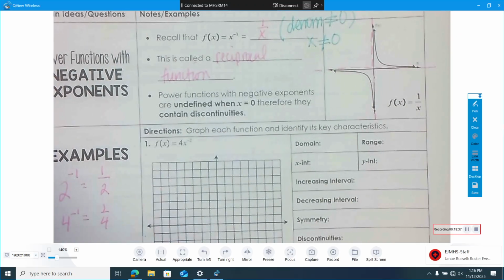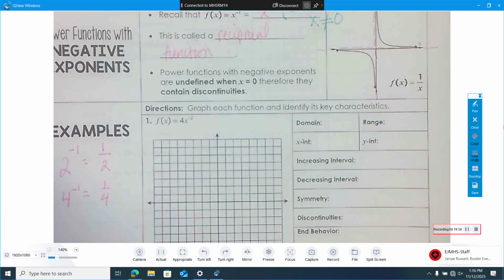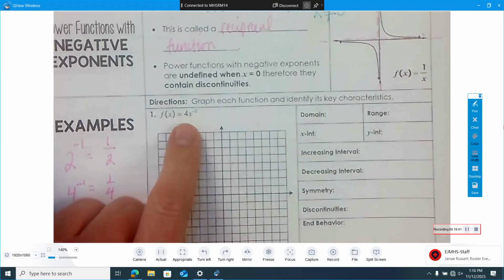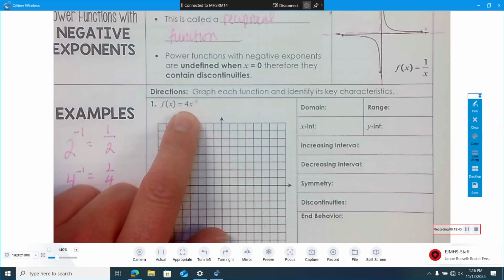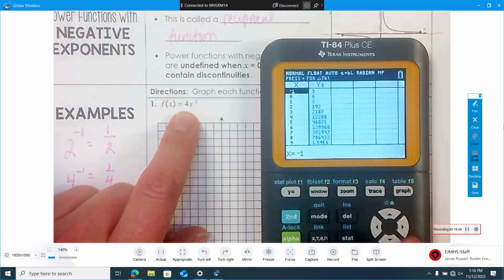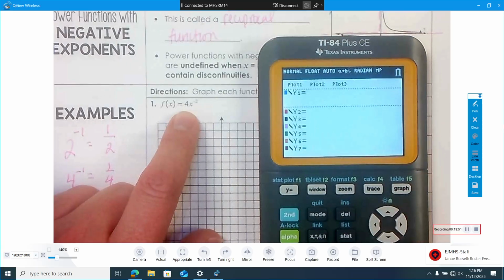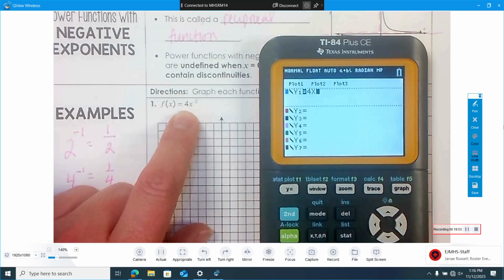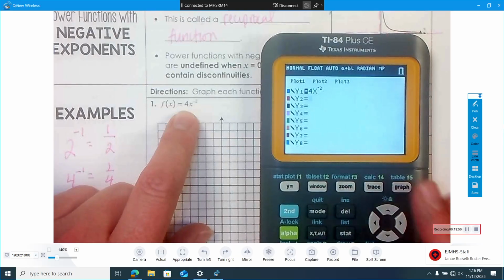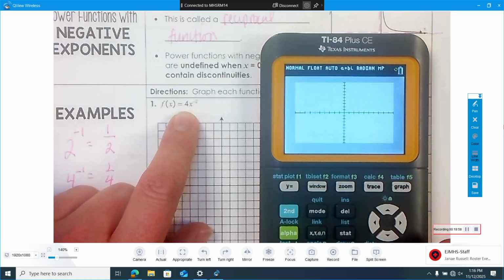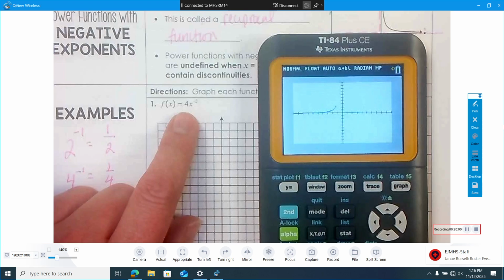So once again, we're going to look and see what is going on with these kinds of functions. This one is very interesting. I love this function. It's kind of like a volcano. Let's look at it. So again, when in doubt, graph it out. We have 4x to the negative 2 power. It is the volcano function. It's very cool.